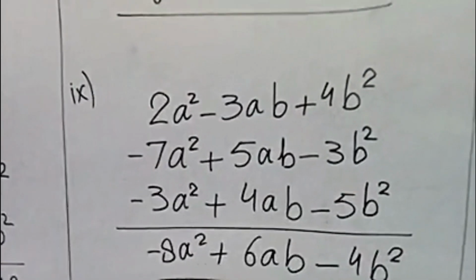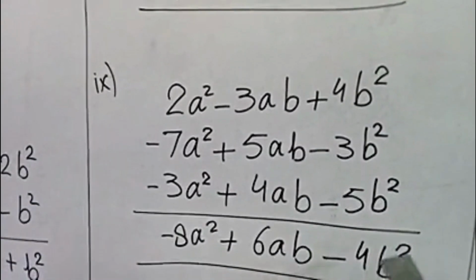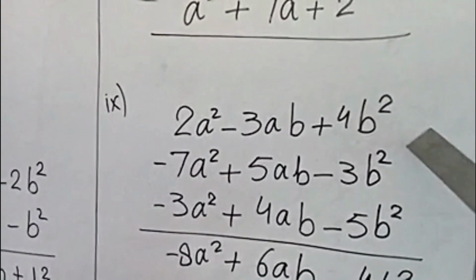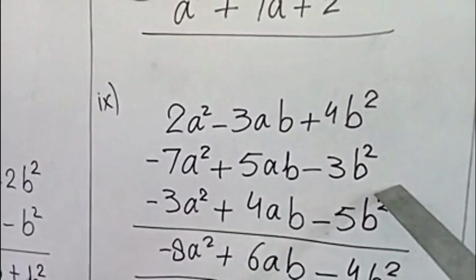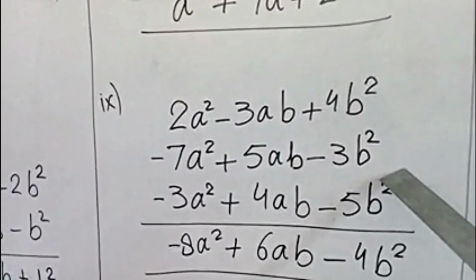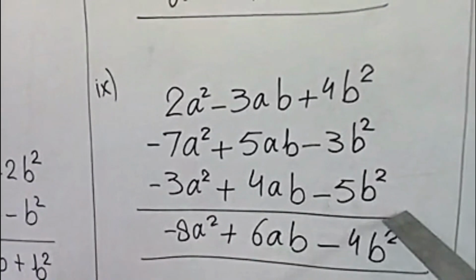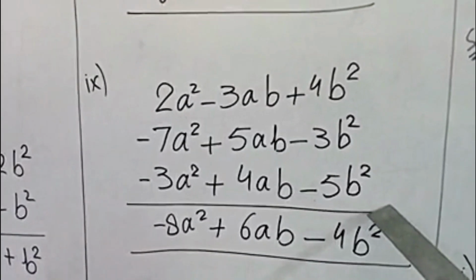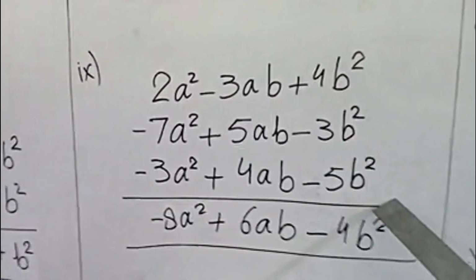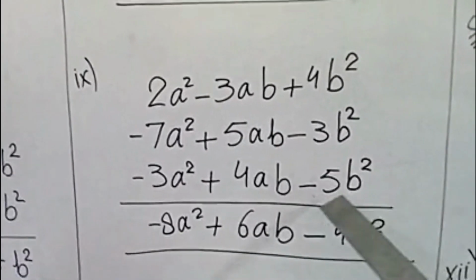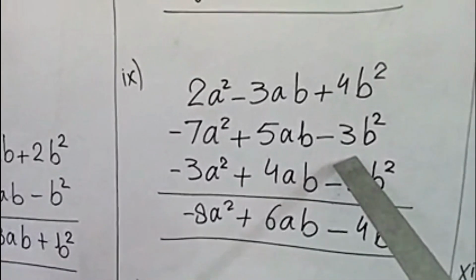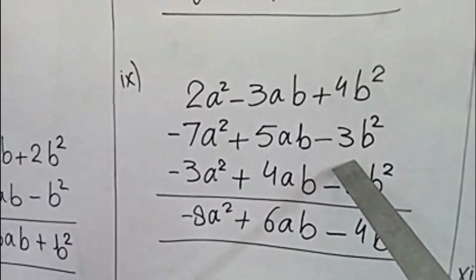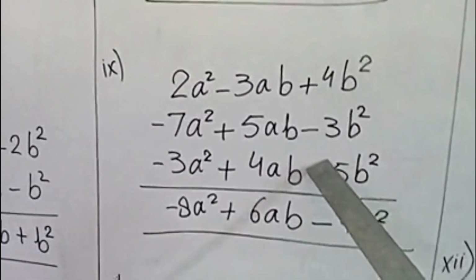In the next 9th part of this, adding 2a square minus 3ab plus 4b square, into minus 7a square plus 5ab minus 3b square, into minus 3a square plus 4ab minus 5b square. So start adding similar terms here, minus 5b square and minus 3b square. Both are with negative sign, with similar sign. So we will add both these terms, but the answer will be with negative.